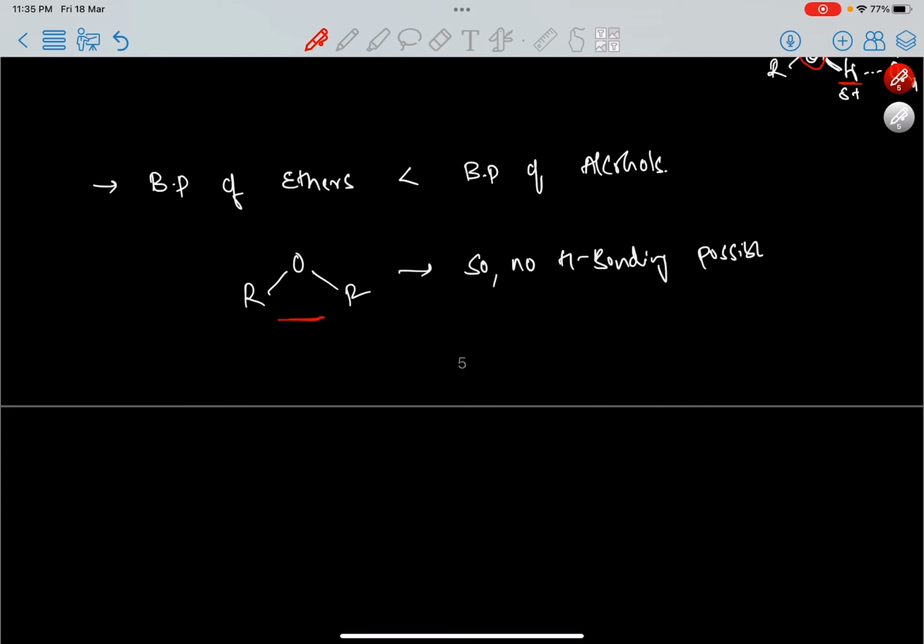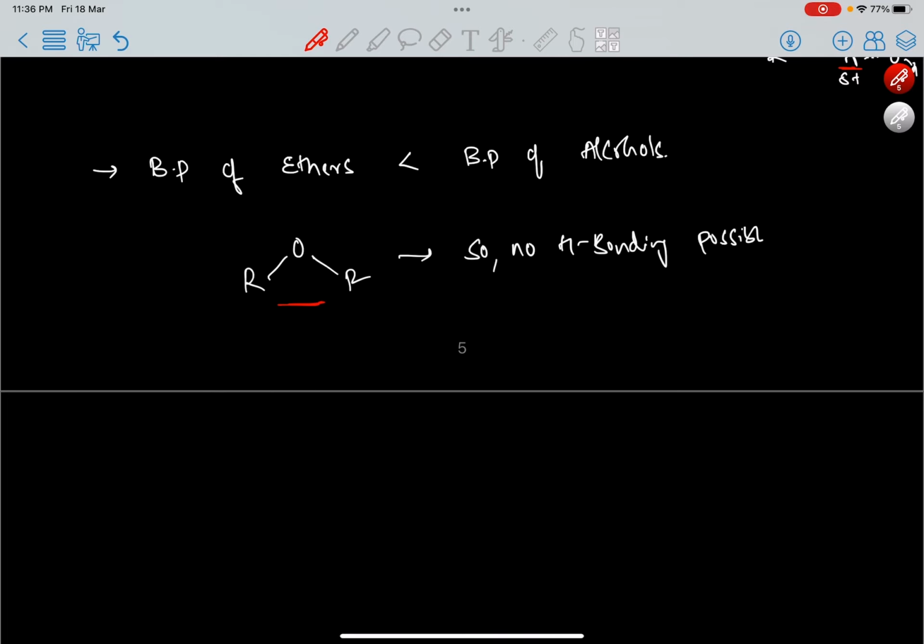Since no hydrogen bonding is possible, the boiling point is lower when compared to alcohols, because in alcohols intermolecular hydrogen bonding is possible, but in ethers it is not the case. So ethers have a low boiling point when compared to alcohols.